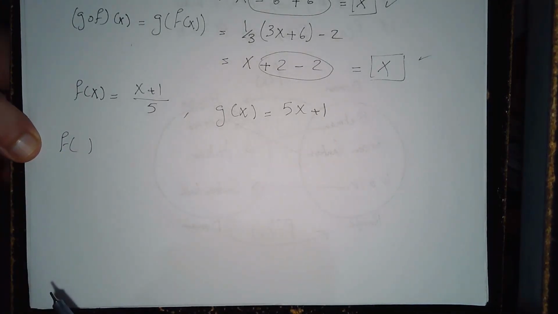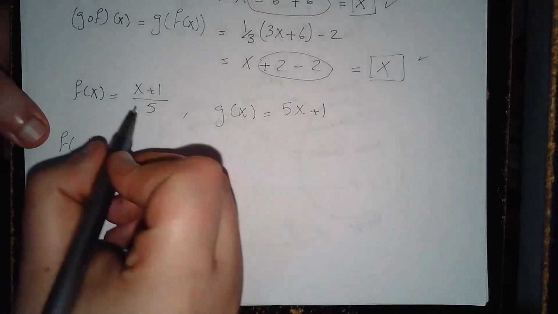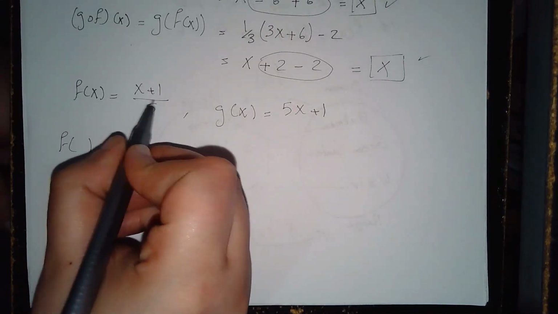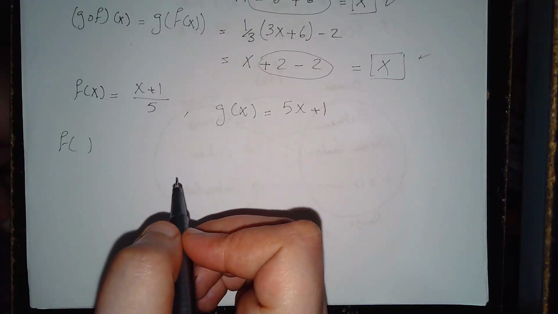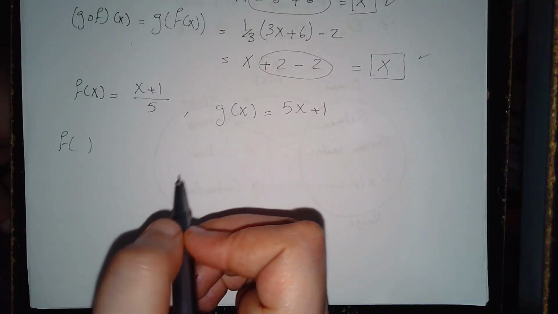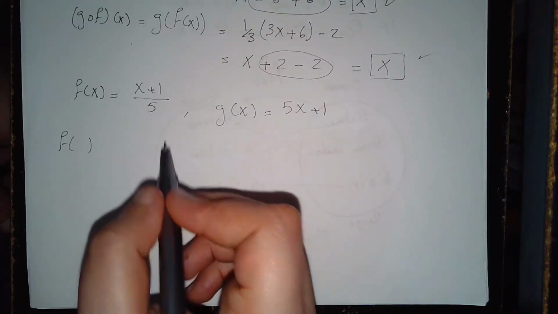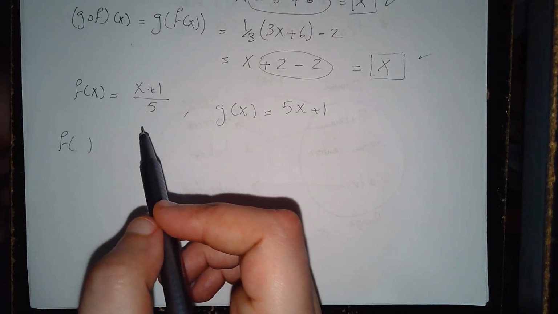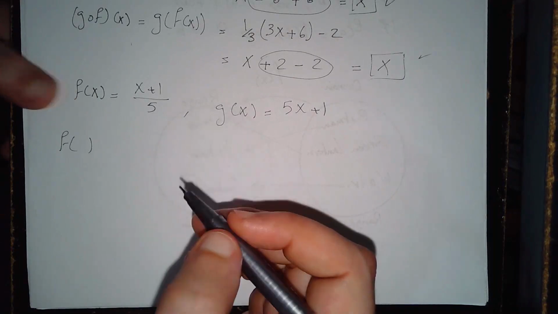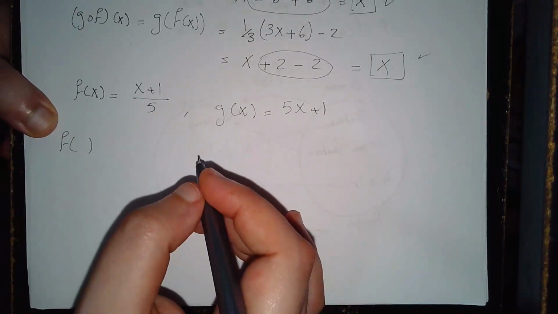Choose a number within your domain. So, over here, what do we have in the denominator? 5. It's a number. It's not x, which means it doesn't limit your domain. This is still a polynomial. It just happens to be multiplied by 1/5. That's all. So, you can choose any x you want.